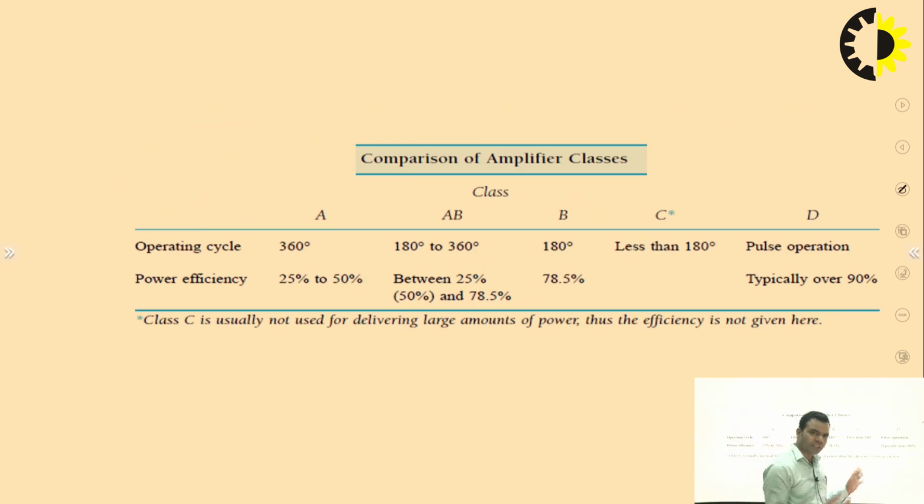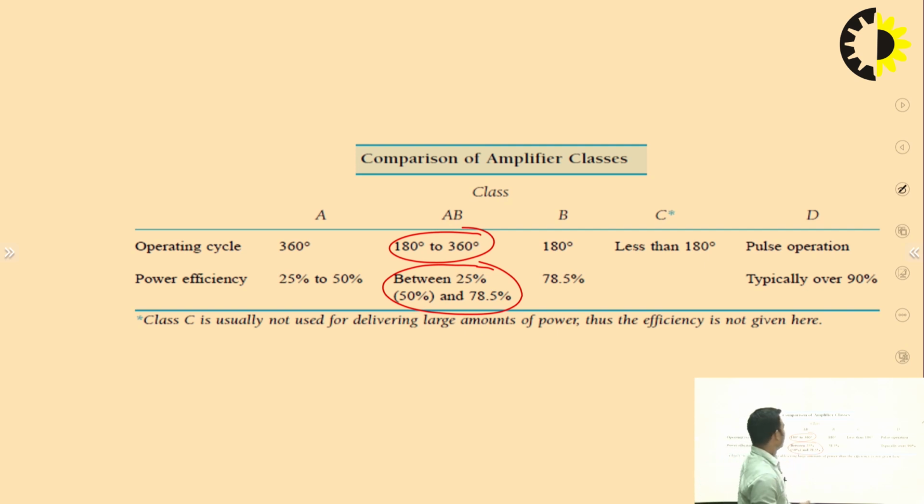So you can see class AB power amplifier can conduct between 180 degree to 360 degree, and they will provide maximum efficiency between 25% and 78%. Class B power amplifier, now you know. In case of class C power amplifier, they will conduct for less than 180 degree and they will provide efficiency more than 78.5%. Class D power amplifier, they are used for the pulse operation. Typically, they will provide efficiency more than 90%.